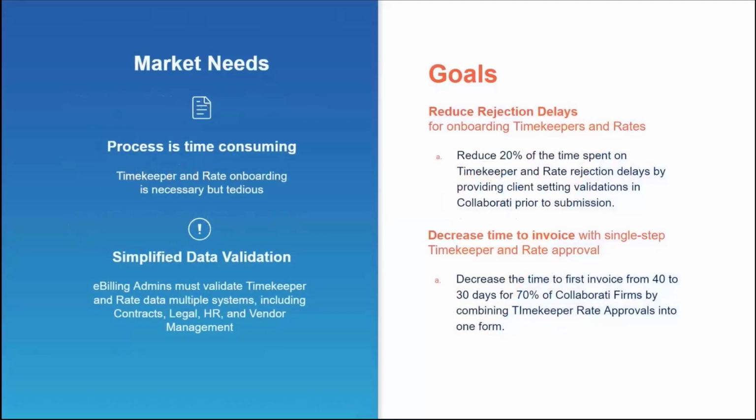So the first thing that we wanted to address is a cumbersome process around the timekeepers and rate approval process. If you attended our 635 webinar back in April or May, you would have seen that we addressed part of this process on the Collaborati side, whereby firms were submitting timekeepers and then rates in two separate steps. We addressed that in the 635, and so this work that we're doing in version 7 is a continuation and a completion of that process.